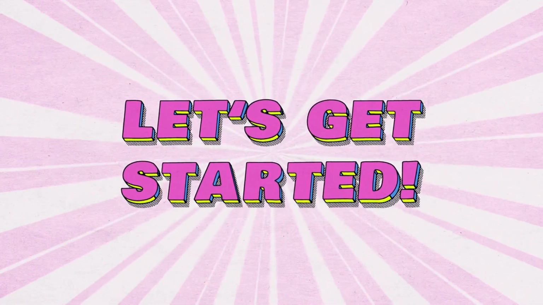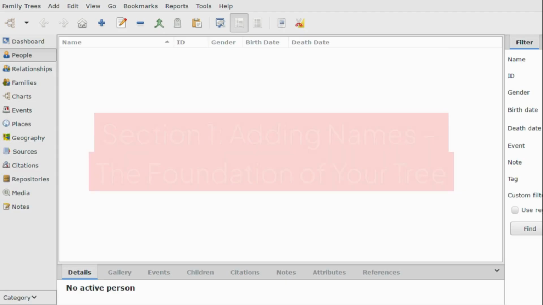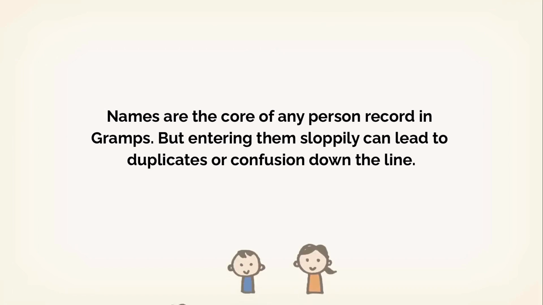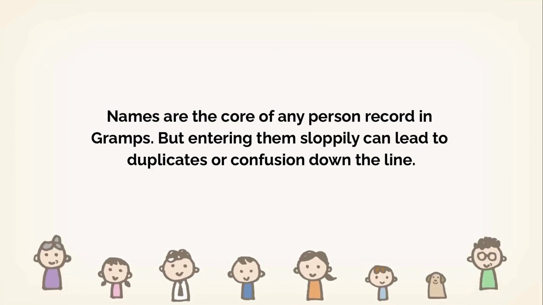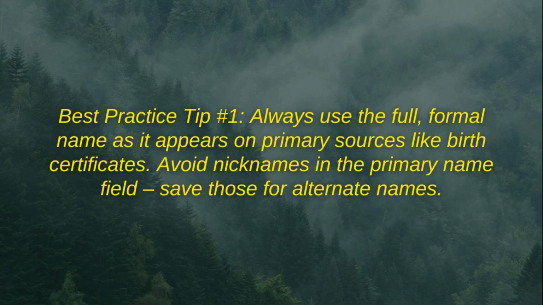Let's get started. I'll walk you through step by step, showing screen shares where I demonstrate in the video. Adding names, the foundation of your tree. Names are the core of any person record in Gramps, but entering them sloppily can lead to duplicates or confusion down the line. Best practice tip number 1. Always use the full, formal name as it appears on primary sources like birth certificates. Avoid nicknames in the primary name field. Save those for alternate names.